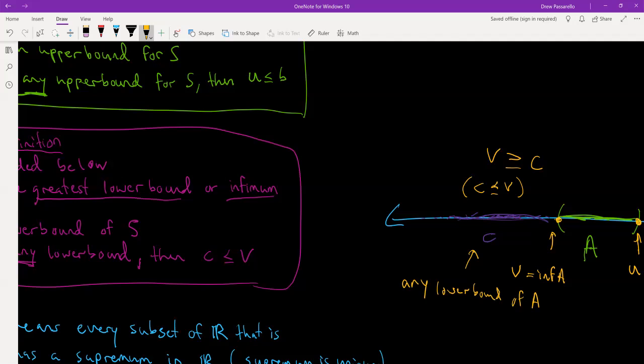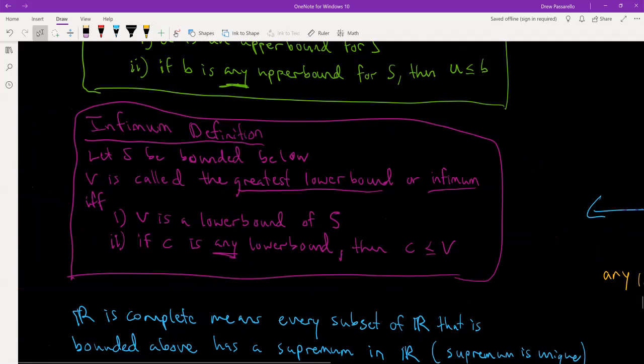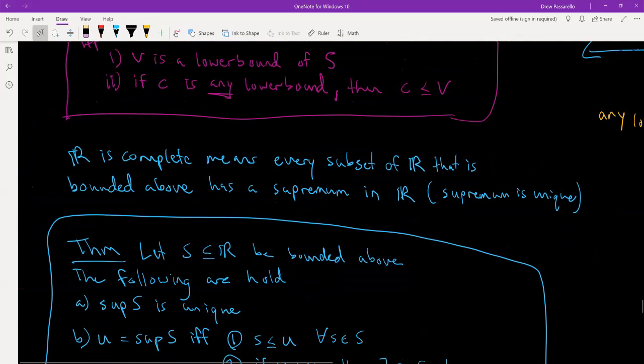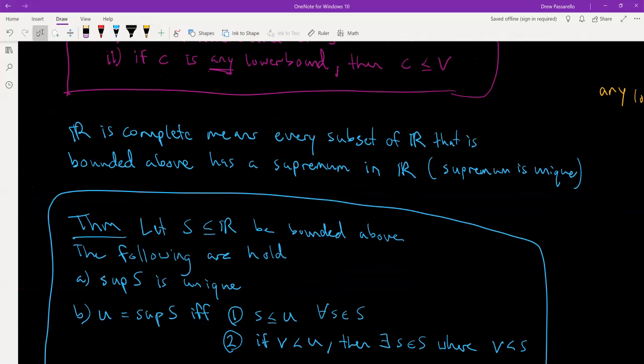Okay, so that's formal definitions. Now, the real numbers is complete means that every subset of the real numbers that's bounded above has a supremum that's in the real numbers. And I put in parentheses the supremum and it's unique.